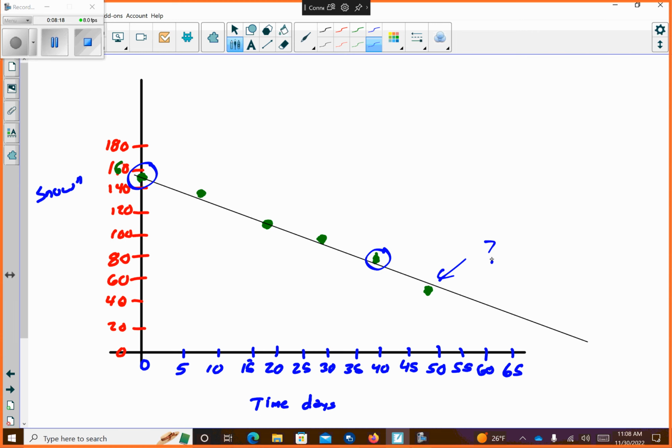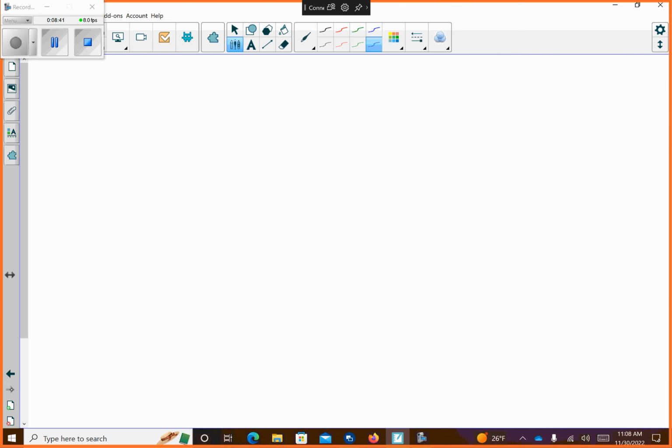I mean, we have 1, 2, 3, 4, 5, 6. We have 6 points, so there's basically 12 combinations of dots you could pick, meaning you would have 12 different linear equations that could happen throughout the class, but that seems to work. So I want to pick 2 points. For problem number 4, my choice was (0, 156) and then (40, 95). Okay, that seems okay.